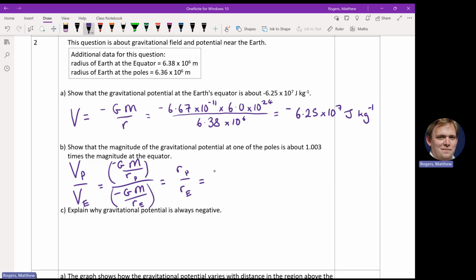So that should just be equal to 6.3, sorry, let's correct this, they're both 1 over, aren't they? Sorry, the radius at the equator over the radius at the pole. So this should be 6.38 over 6.36, which is 1.003.